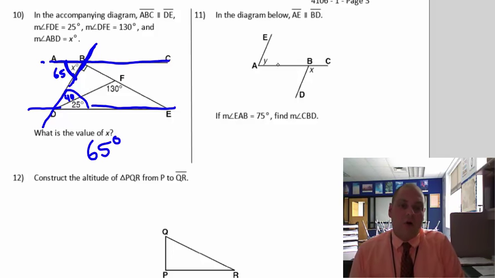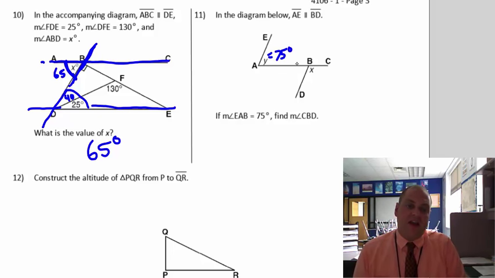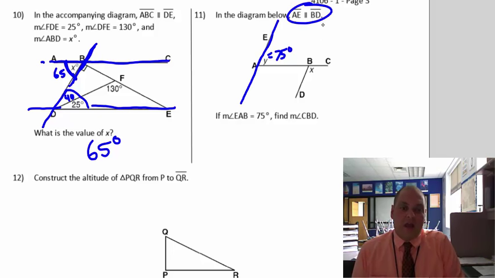In the diagram below, X and Y, we're trying to find EAB. If measure of angle EAB is 75, so that is angle Y, that is 75 right there. Find CBD, so find X. Basically, they're telling you Y is 75, find X. So actually, this one's pretty simple. We have parallel lines because it was given right here. Parallel lines cut by a transversal. I'm going to make my auxiliary lines.